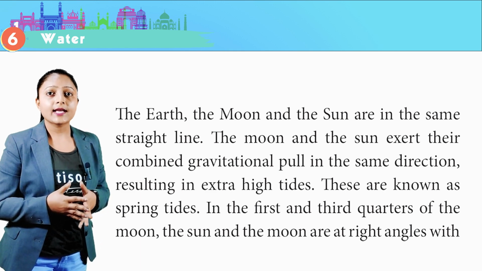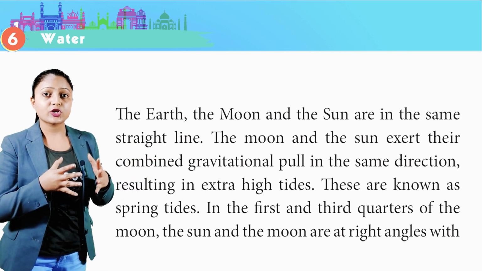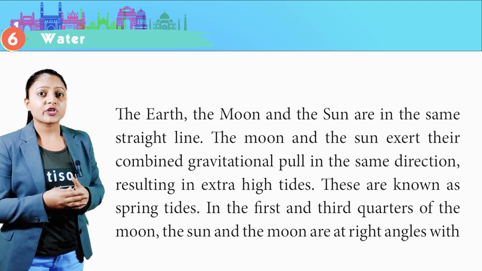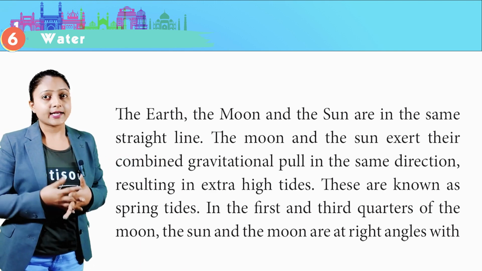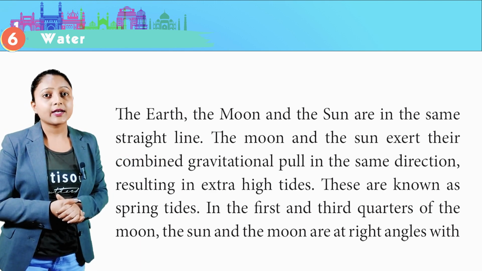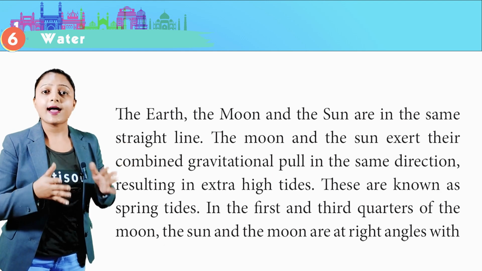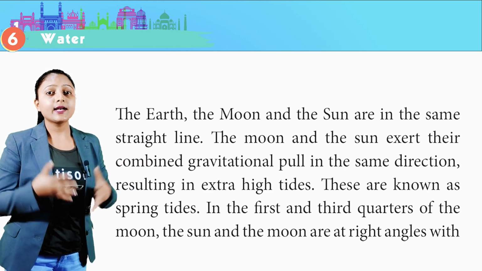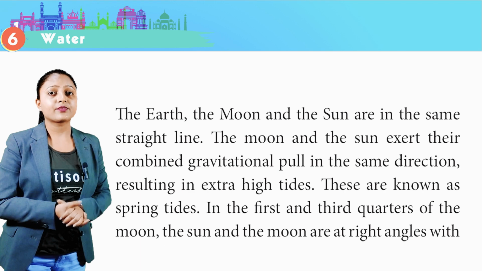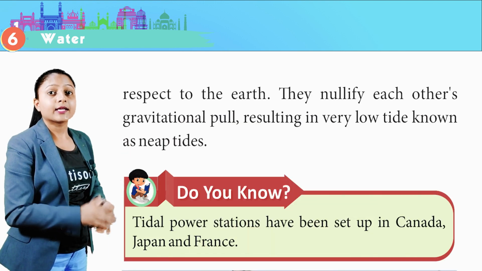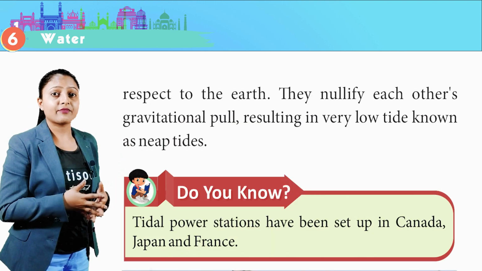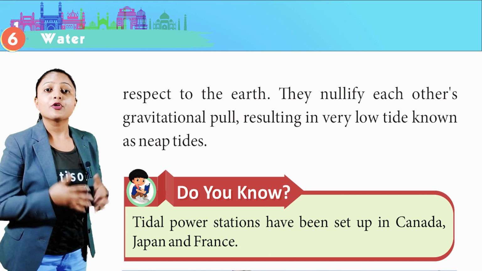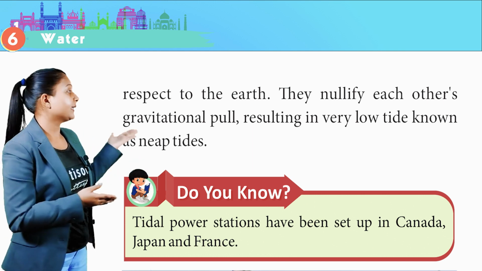The moon and the sun exert their combined gravitational pull in the same direction, resulting in extra high tides. These are known as spring tides. In the first and third quarters of the moon, the sun and the moon are at right angles with respect to the earth. They nullify each other's gravitational pull, resulting in very low tide known as neap tides.